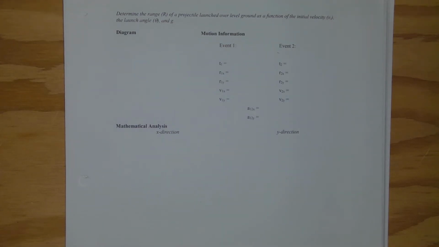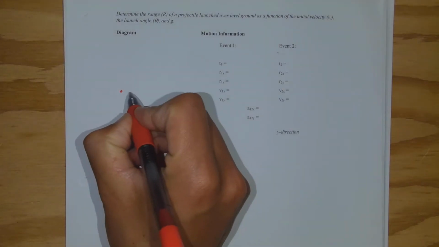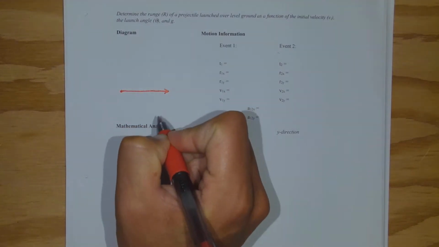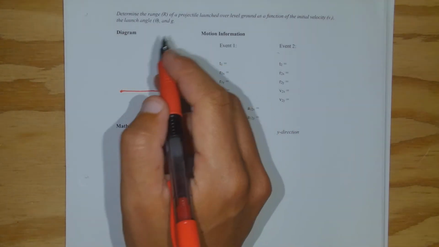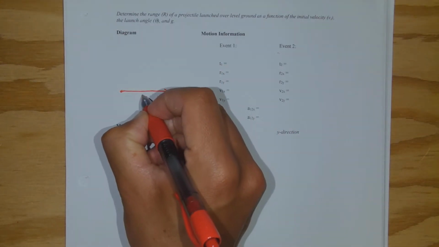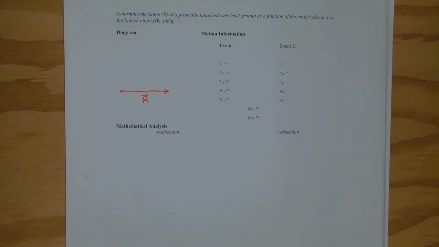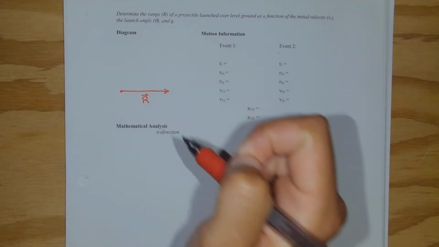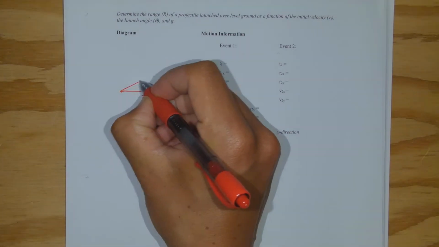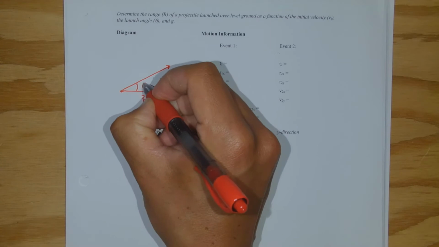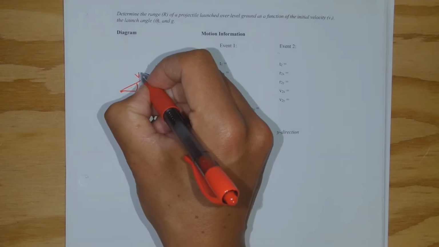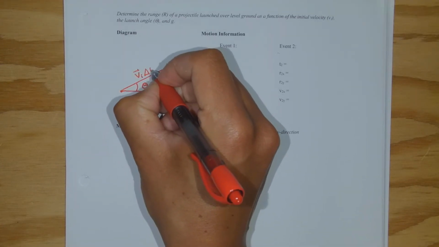Determine the range of a projectile launched over level ground as a function of the initial velocity, the launch angle, and g. So if we are launching over level ground, the initial height and the final height will be the same. They call the range capital R, so this vector delta R is going to be equal to capital R. And we're given a launch angle of theta. So the angle for the initial velocity vector is theta, and we multiply that by delta t.